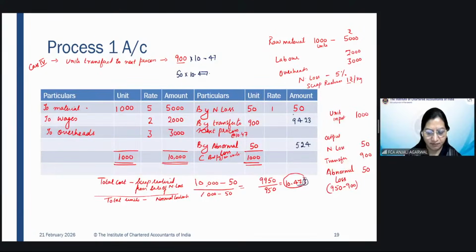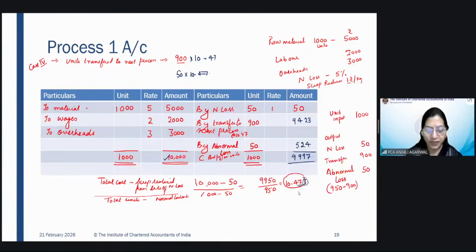So 50 plus 9423 plus 524. So it is 9997. Whereas I need a total of 10,000. But then you have not done anything wrong. The difference has come only because of rounding off.